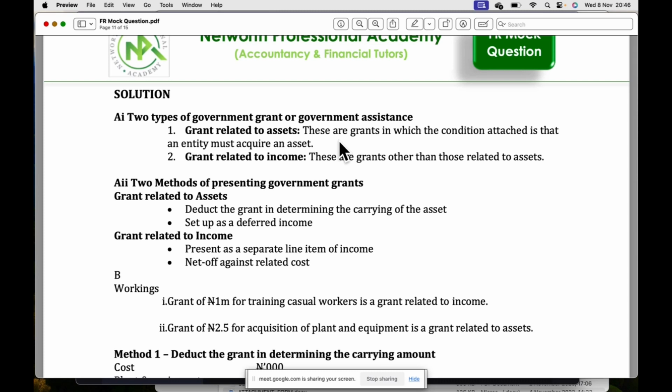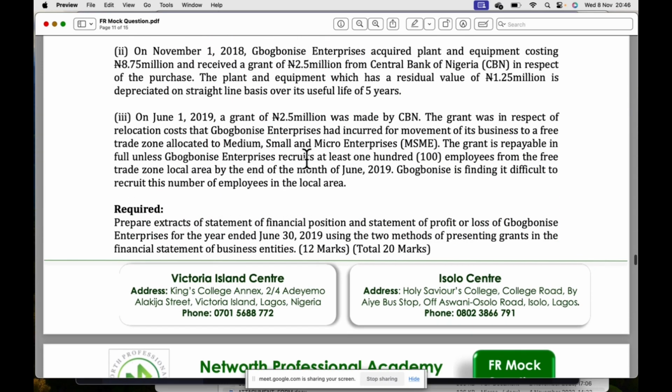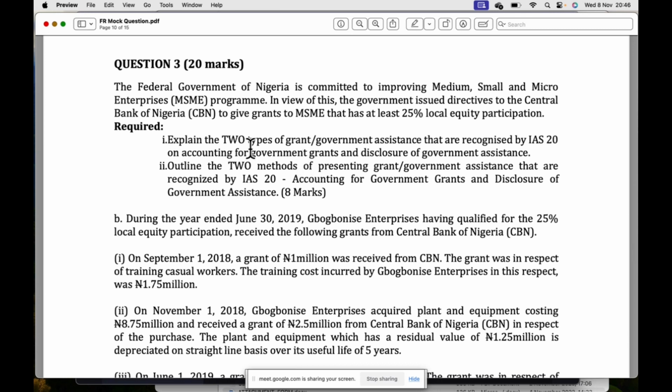So any grant in which the condition is that you must acquire an asset, or the government might say, okay, take this money, but you must use it to buy an asset. That's a grant related to assets. And any other grant where you don't have to buy an asset, but government gave you something, that is definitely a grant related to income. And that is it. So government grant, there are two types. It is either a grant related to assets or a grant related to income. Furthermore, that's for 4 marks.